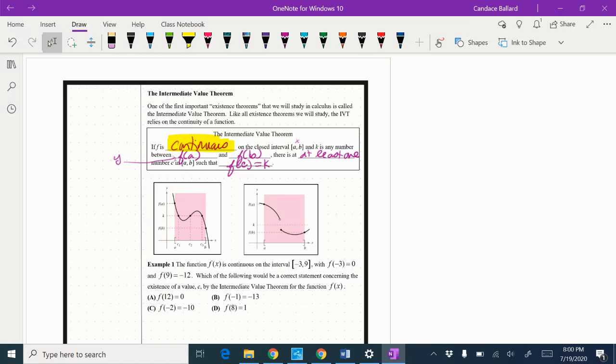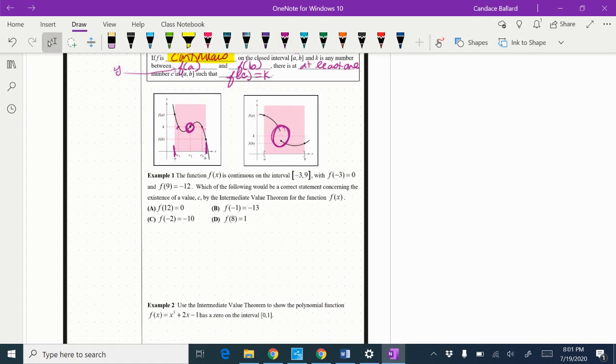I know we did an example, but basically if I have these two x values, a and b, and my function is continuous, I know that I have to cross this y value right here at some point if I'm going to be between these two values. And you'll notice here that doesn't work because the function is not continuous. All right, so let's go ahead and try some of these examples.